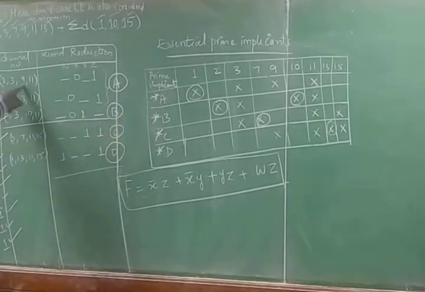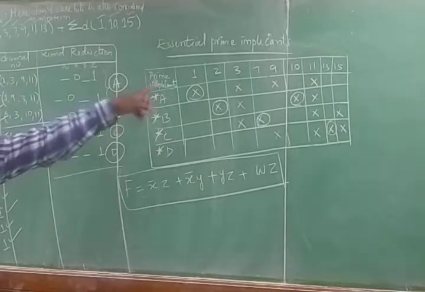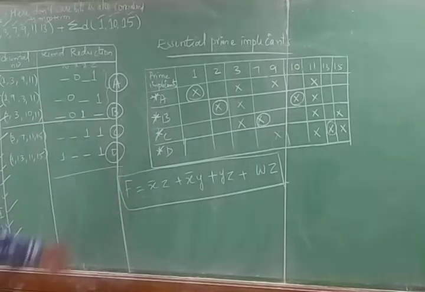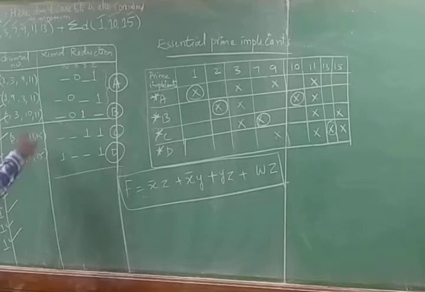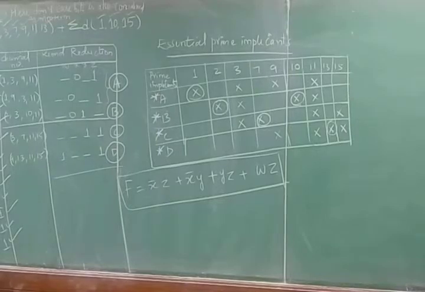Next 9 is there, so we kept 9. Next is 10, so we do have 10 and we kept 10 there. We do have 11, so we kept 11. Next 13 comes under this, then 15. We wrote all the terms. After writing the terms, what is our next criterion? We just want to find out the values for it. So how do we find the values for it?